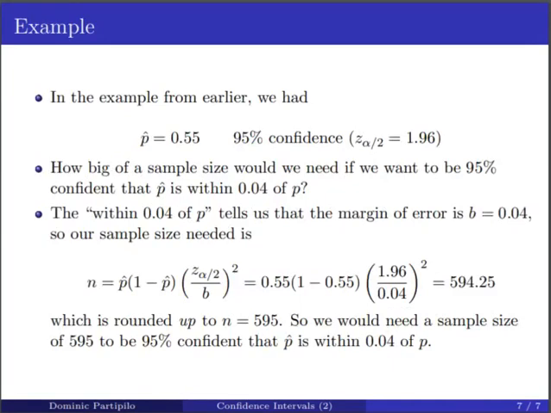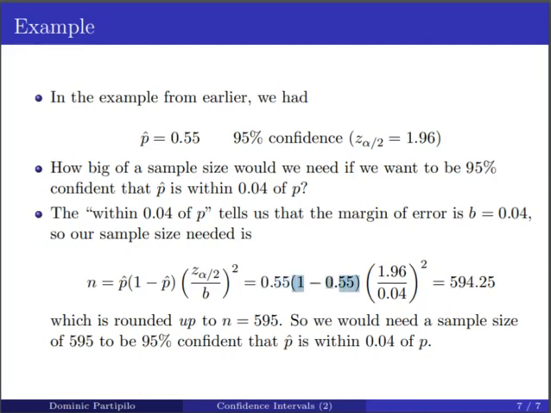So looking back to the example from earlier, we had p hat equal to 0.55, and we were working with 95% confidence, so that gave us a critical value of 1.96. So now, how big of a sample size would we need if we want to be 95% confident that p hat is within 0.04 of p? And this verbiage right here, within 0.04 of p, tells us that the margin of error is going to be 0.04 here.